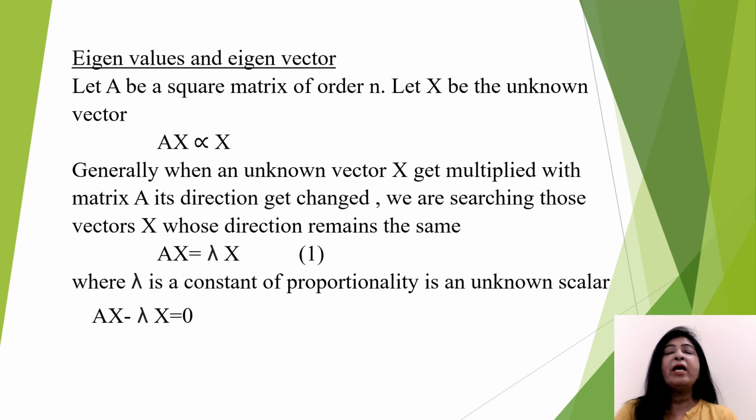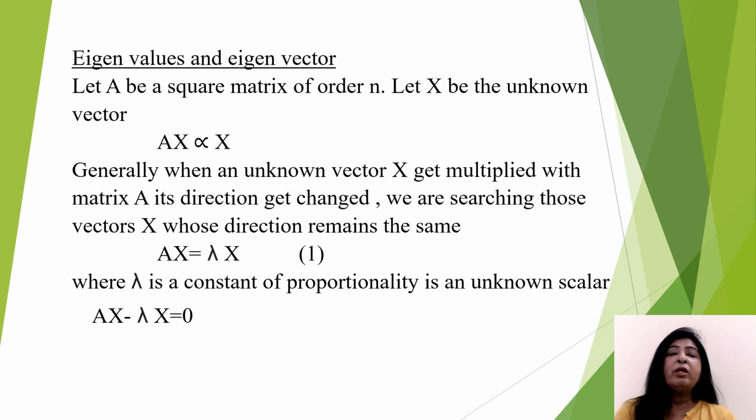Now, how to define eigenvalues and eigenvectors? First of all, the condition on the matrix A is that A should be a square matrix. So, let us assume A is a matrix of order n. Now, let x be a non-zero vector. If I multiply x with A, its direction gets changed, but we are interested only in those vectors x whose direction remains the same as Ax. This means you can say that Ax is directly proportional to x.